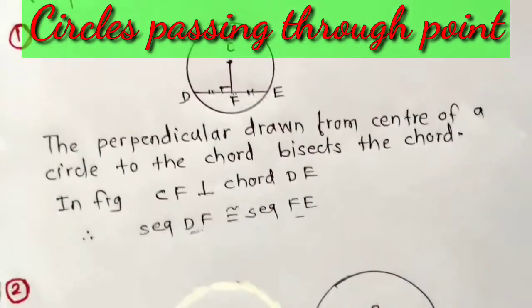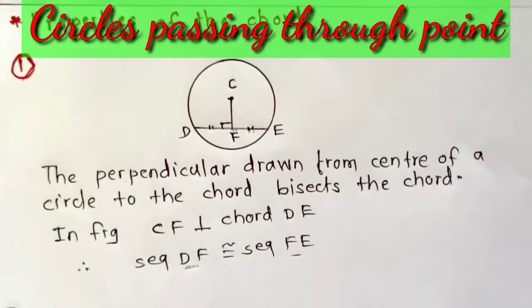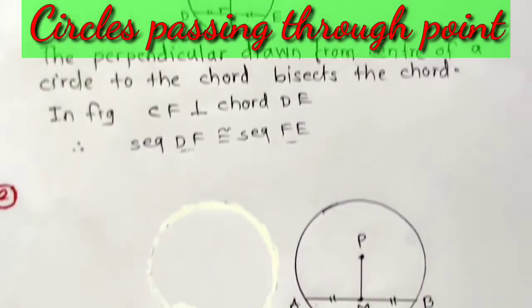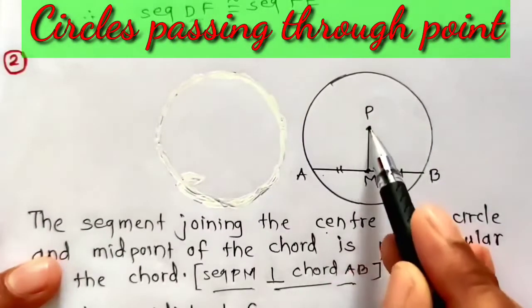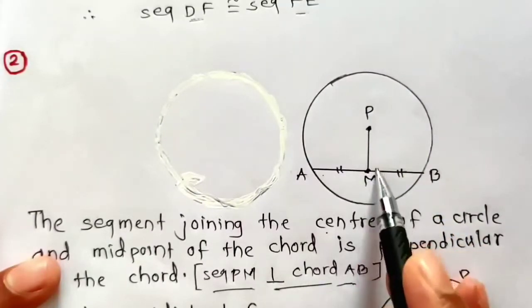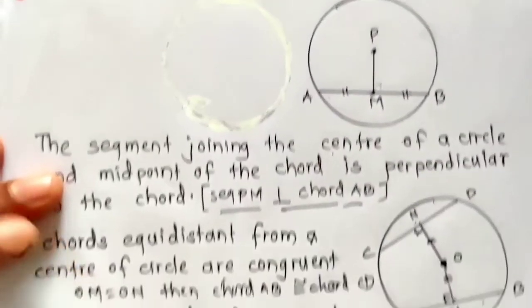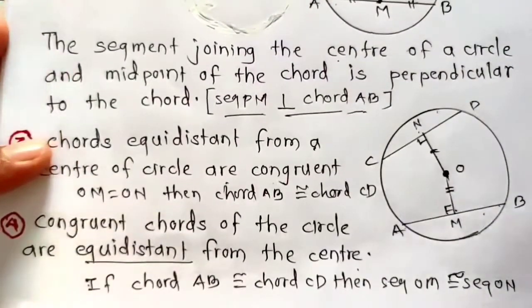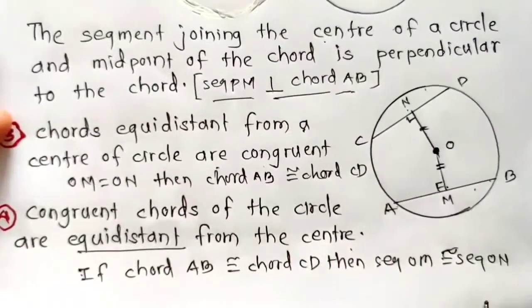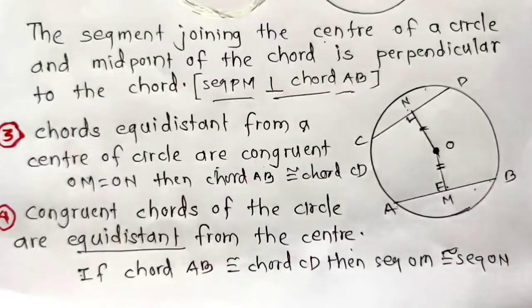So let us revise again quickly the properties of chords. First one, if we draw the perpendicular from the center to the chord, it bisects the chord. Second property, the segment joining the midpoint of the chord and the center of the circle is perpendicular to the chord. Next, the chords which are equidistant from the center are congruent. And fourth, if the chords are congruent, then they are equidistant from the center. These are the properties of chords. We have to remember these properties while solving 3.1.